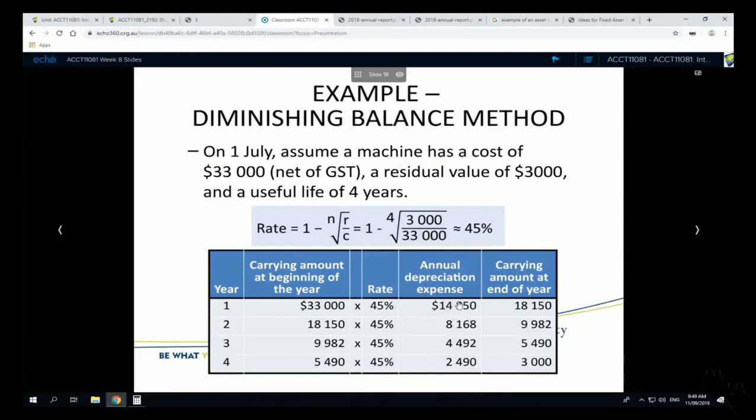So we're allocating a larger amount of the cost in year one, then year two, then year three, and a very small amount of that cost in year four. And then at the end of year four, because we said it has a useful life of 4 years, we're left with the residual amount, which we estimated we could sell it for and get it off our books. Okay, so that is diminishing value or reducing balance.